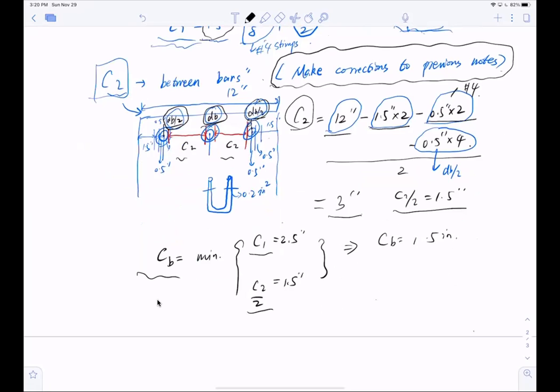Half C2 is 1.5 actually, right? So I have 2.5 and 1.5. The lower number is CB equals 1.5 inch. So this is CB.